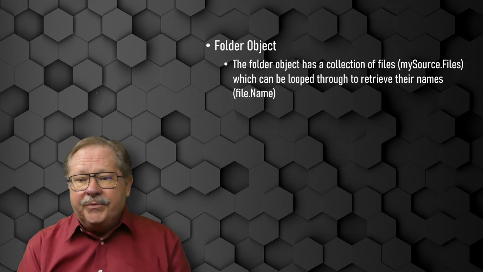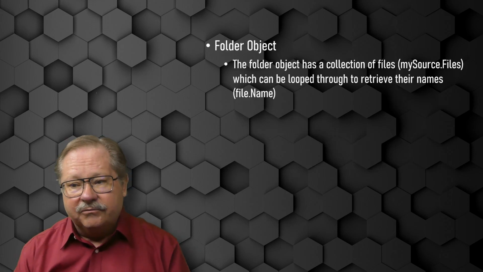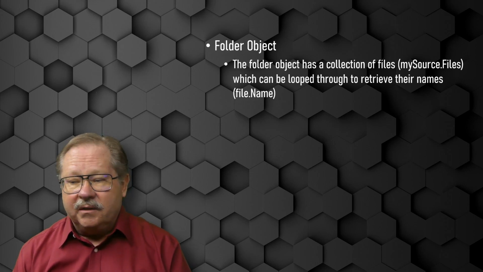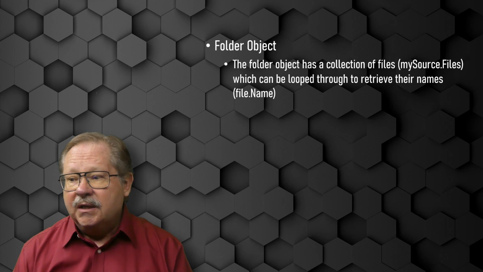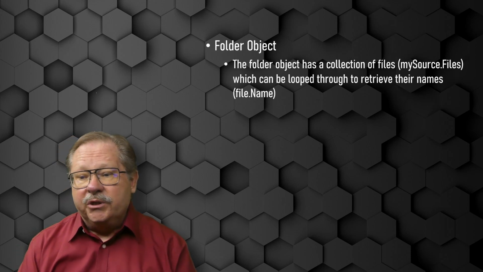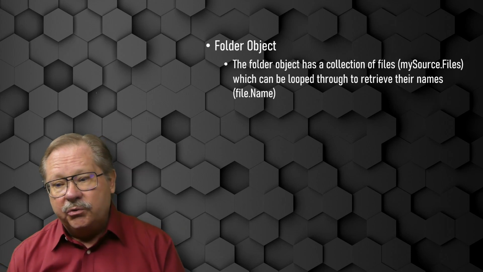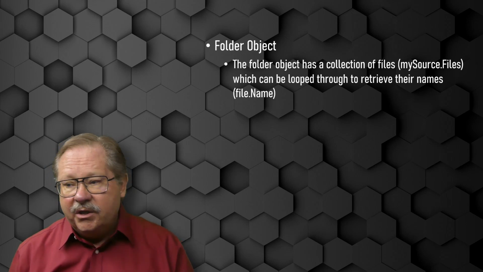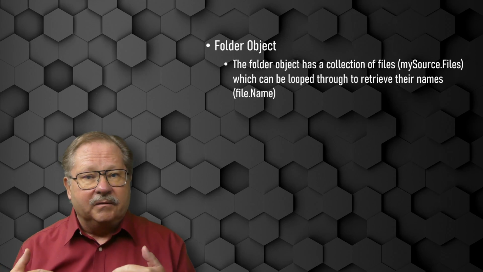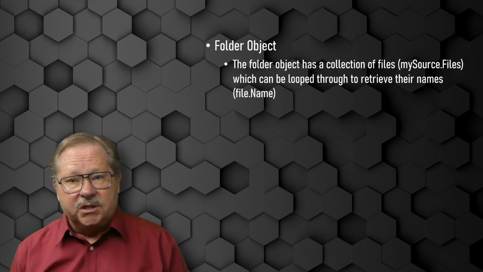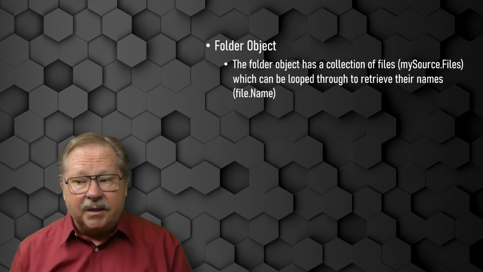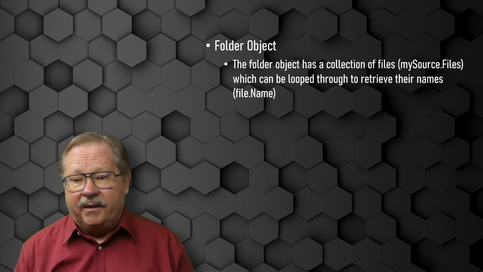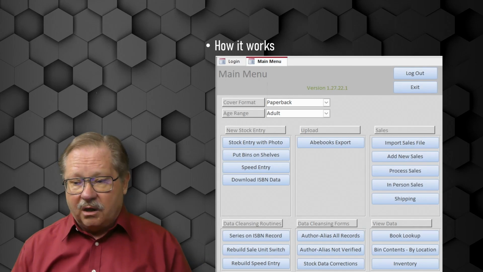So how did we do that? We started with a folder object. The folder object then had a collection of files that we accessed with a variable called mySource.Files, which could then be looped to retrieve the names, file.name. So we had a variable called file, which was tied to the files, file names, and mySource, which was tied to the folder object. And then we continued on our way.